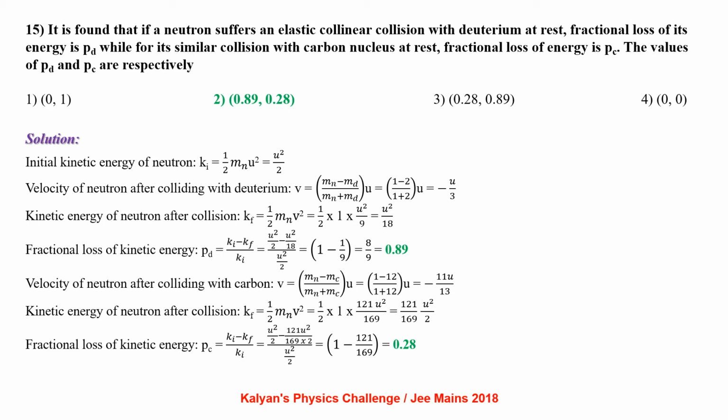Initial kinetic energy of the neutron K initial equal to half mn u square, that is u square by 2. Velocity of the neutron after colliding with the deuterium v equal to (mn minus md) by (mn plus md) of u, that is (1 minus 2) by (1 plus 2) into u, that comes out to be minus u by 3. Kinetic energy of the neutron after collision K final equal to half mn v square, that is half into 1 into u square by 9, that is u square by 18. Fractional loss of kinetic energy Pd equal to (K initial minus K final) by K initial, which comes out to be 8 by 9, that is 0.89.